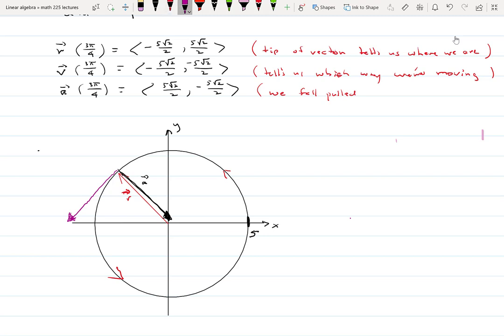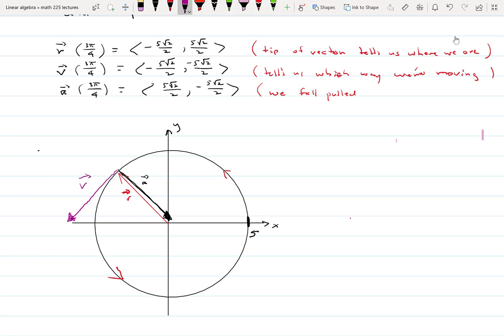So my position vectors, my velocity vectors, and my acceleration vectors are drawn here. Position tells you where you are. Velocity tells you what direction you're moving. And acceleration says what you're going to experience in terms of push and pull. I have to experience a pull inward toward the center of the circle.